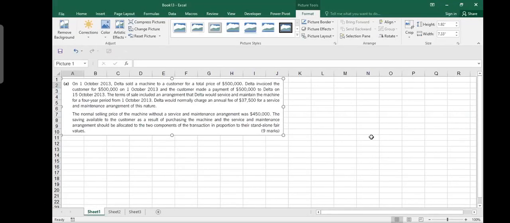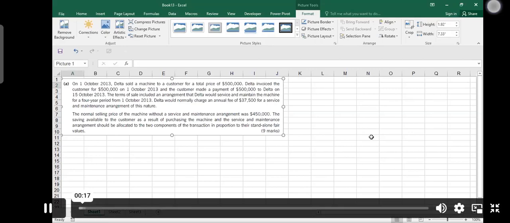A question from IFRS 15. I took it from a past exam paper. This is actually from the DipIFR exam paper. DipIFR and SBR are at the same level, so I'm usually switching between the content. Some content I take from SBR, some I take from DipIFR.